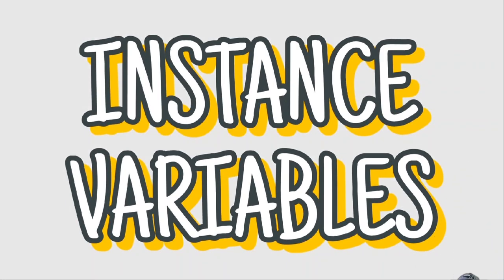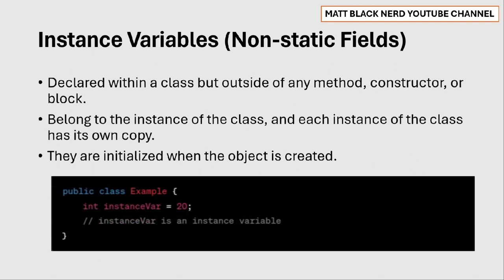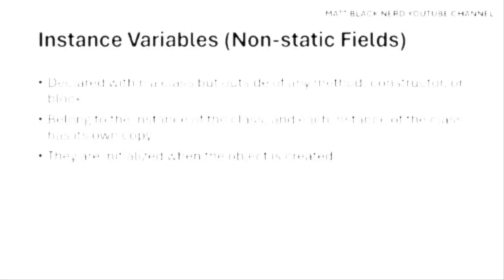What are instance variables? Instance variables are declared within a class but outside of any method, constructor, or block. Instance variables belong to the instance of the class, and each instance of the class has its own copy. Instance variables are initialized when the object is created. In this example, instance var is an instance variable of type int which is declared within a class called example.